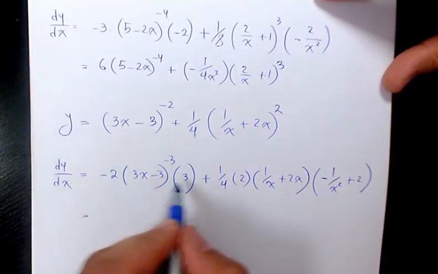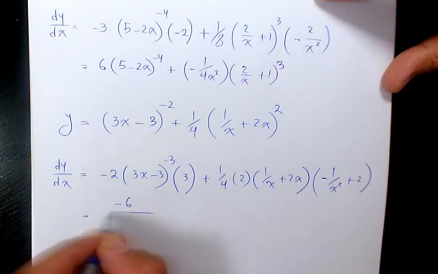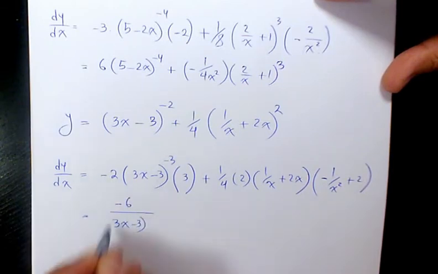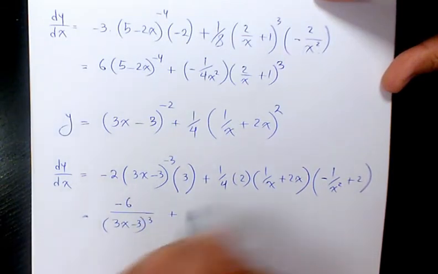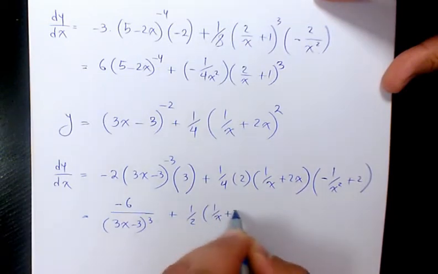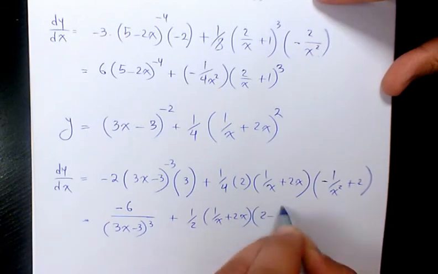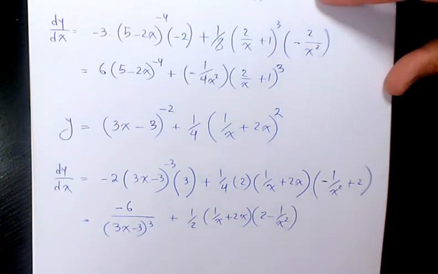If you want to simplify it, 3 times negative 2, negative 6 over (3x minus 3) to the power of 3, plus 1 over 2 times (1 over x plus 2x) times (2 minus 1 over x squared). That's the final answer.